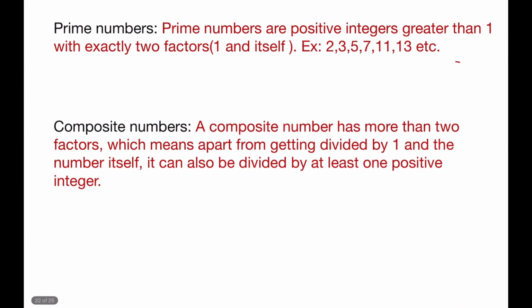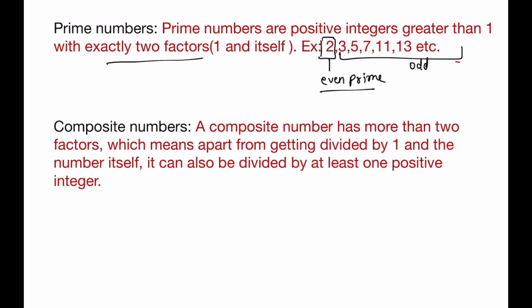Now this is the definition. Prime numbers are positive integers greater than 1 with exactly two factors. And here is a more important point: 2 is the only number which is an even prime. Other primes are odd. So 2 is the only even prime.